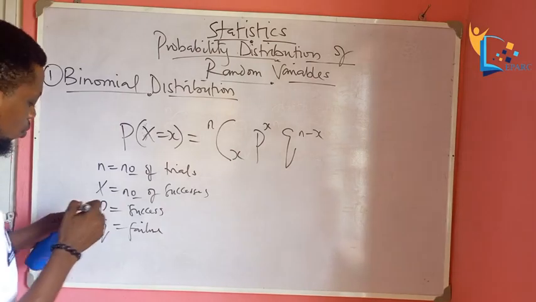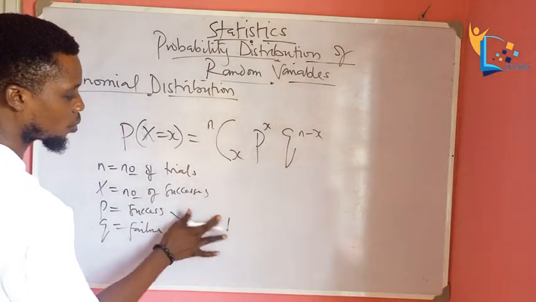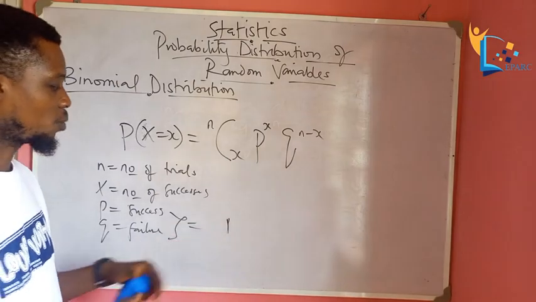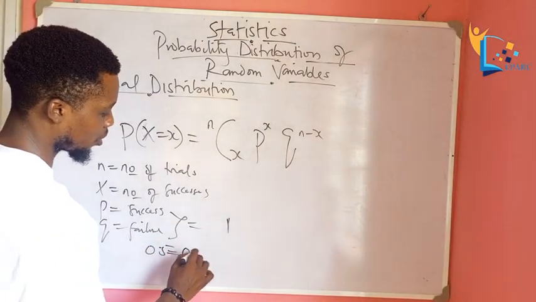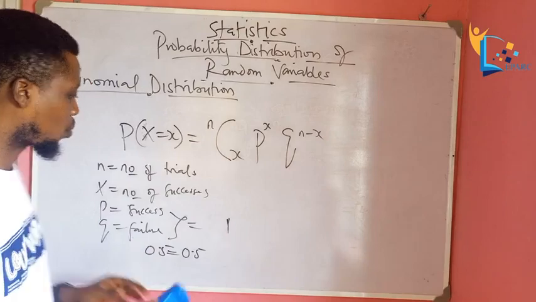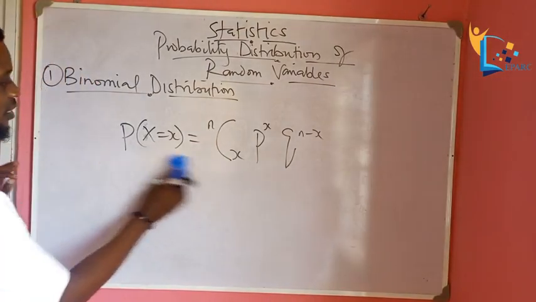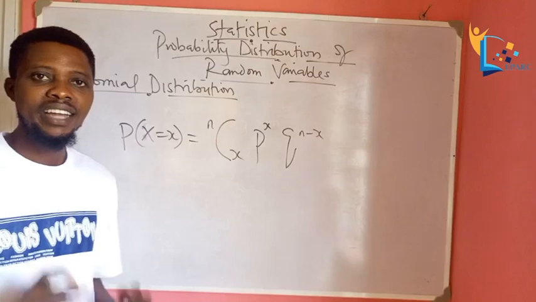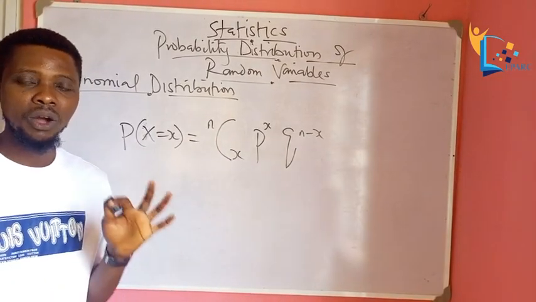Both success and failure must give you 1. Success and failure must add up to 1. So if our success is 0.5, our failure is what? 0.5. So success and failure must be equal to 1. Then this is the formula for solving the binomial distribution.